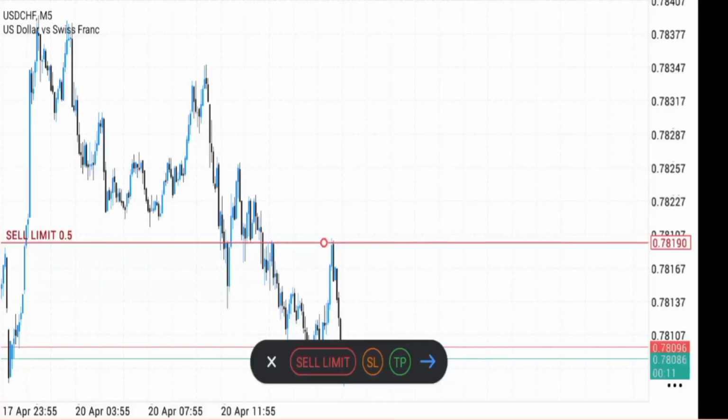So this is what a limit order typically looks like on the chart or on your MT5 or on your trading platform. You can see that this is a sell limit. Price has already sold down to 0.78086. That's where price currently is, and I have placed a sell limit at 0.78190, that if price reverses to that point, take me into the sell. That is the only time I want to join the sell.